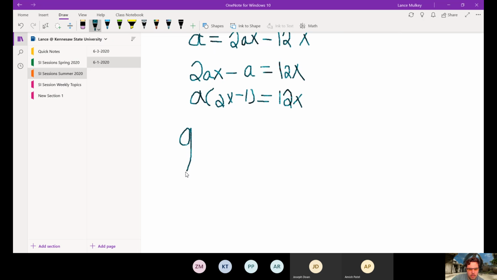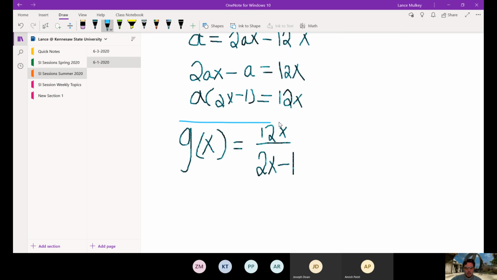So g of x equals 12x. So this would be the answer, I at least think. I'll do this on the computer. All right. That's what I think the answer would be.